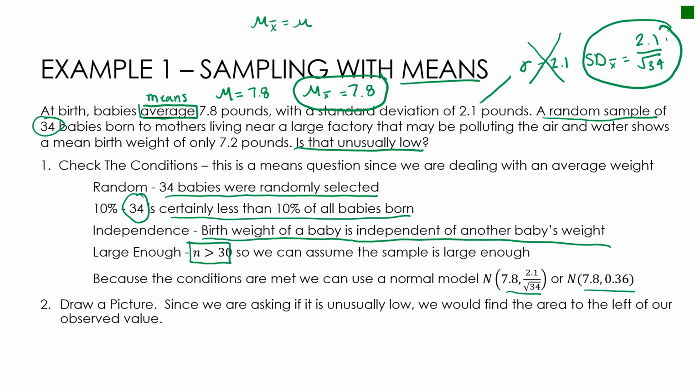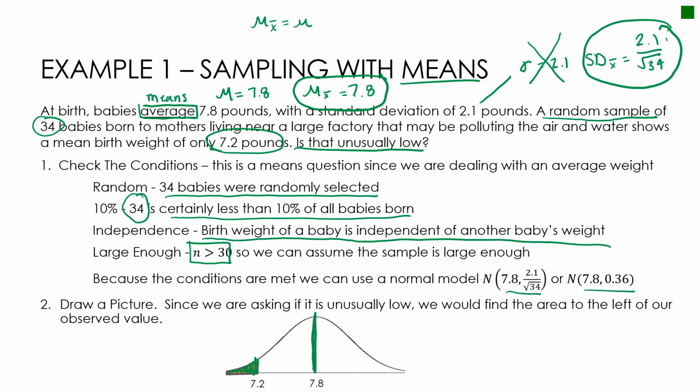Then we're going to draw a picture. And drawing a picture, again, most of the time is optional unless it's the, write the empirical rule values. But here it would be optional, but what I'm looking for is I'm expecting 7.8, and I'm trying to find the probability that I have a mean birth weight of 7.2 pounds or less.